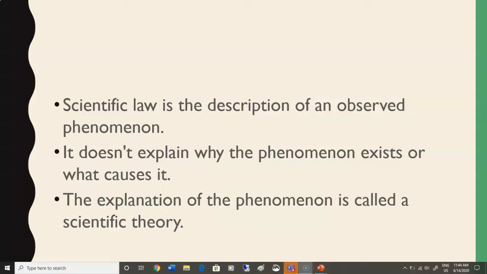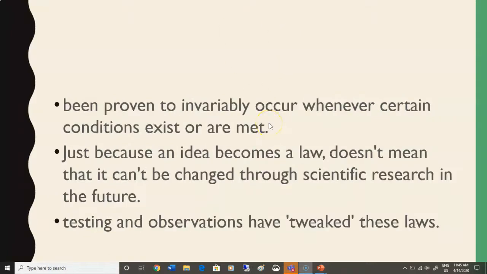So, a law will be an example of, for example, I drop something, it falls. String theory as a reason for why something falls would be a scientific theory, where the law of gravity is just it falls. Now, scientific laws have been proven to invariably occur whenever certain conditions exist or are met.